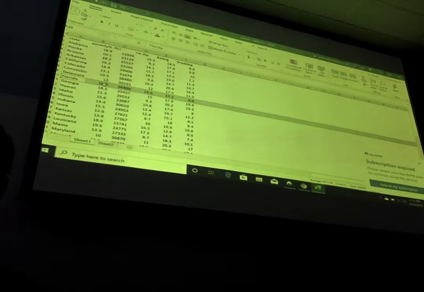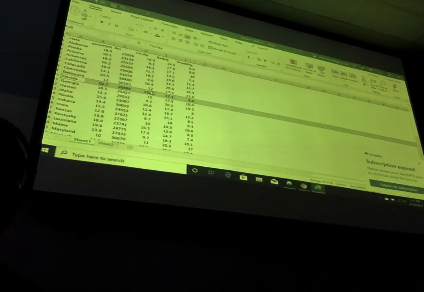Florida, percent in poverty, 16.7%. And we've decided that the poverty line is kind of a fictitious line, that probably we should be looking at something different than that. 16%, though, is how many people? 1 in 6? 1 in 6.5?